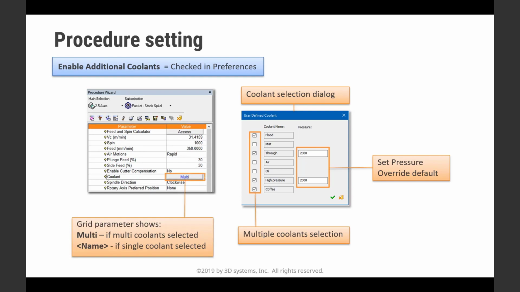The grid parameters will show "multiple coolants" if multiple coolants were selected, and will show the name of the single coolant selection if indeed one coolant was selected.